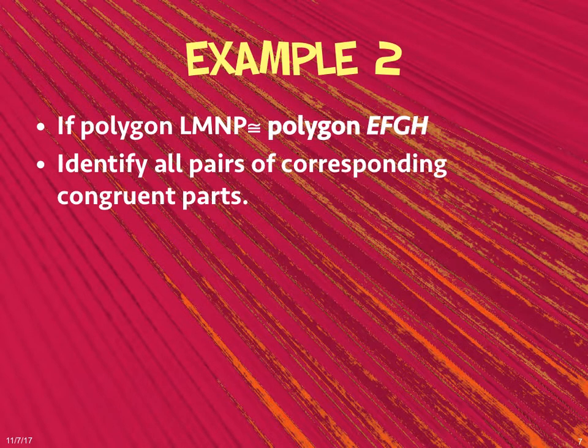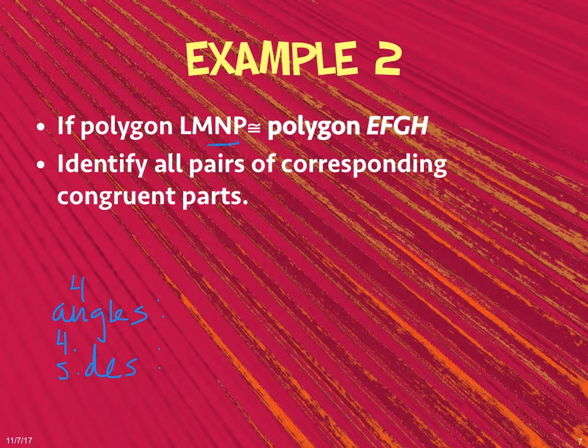So if polygon LMNP is congruent to polygon EFGH, identify all pairs of corresponding congruent parts. So we're going to do the same thing, but now we have a figure with 4 points. So we are going to have congruent angles again and congruent sides, but this time we're going to have 4 angles and 4 congruent sides.